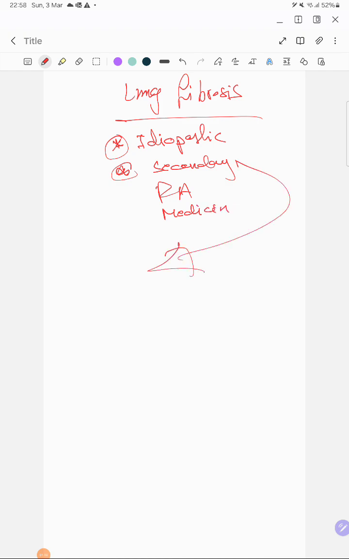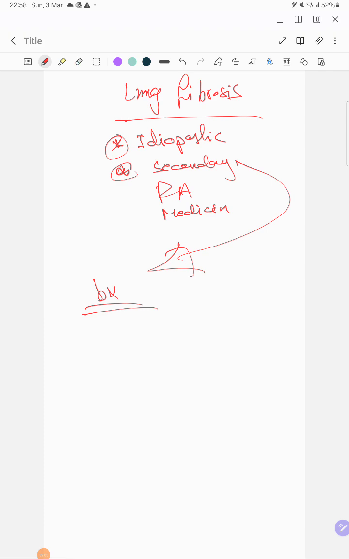It could be classified according to the underlying cause into idiopathic and secondary causes, like rheumatoid arthritis, for example, or like medications. And these secondary causes require doctors to do a biopsy to know the underlying cause behind it. On the other hand, lung fibrosis can also be classified using several classification methods.